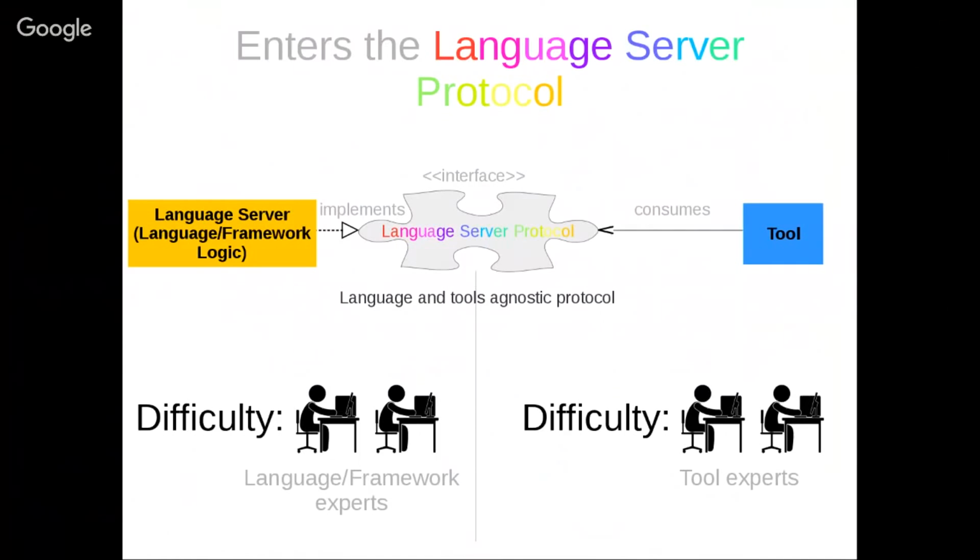The language server doesn't directly interact with the tool. It doesn't know which tool it's targeting. So the goal of this language server is very focused on the language logic. And the tool simply consumes the protocol, which is actually an API. The tool simply consumes the protocol to request smartness from the language server as messages, as we'll see just after.